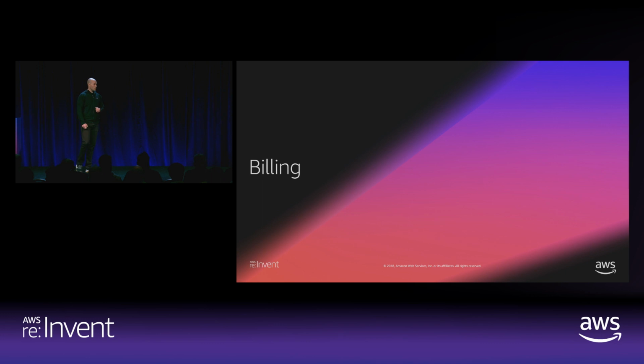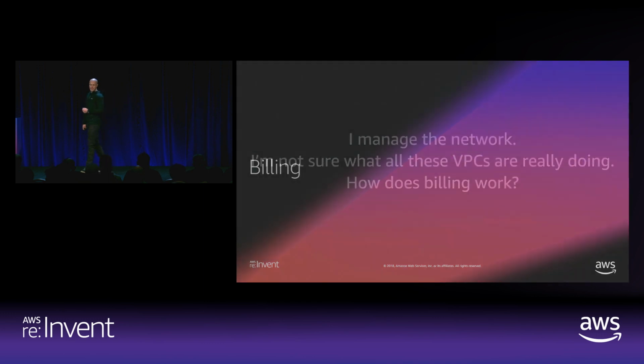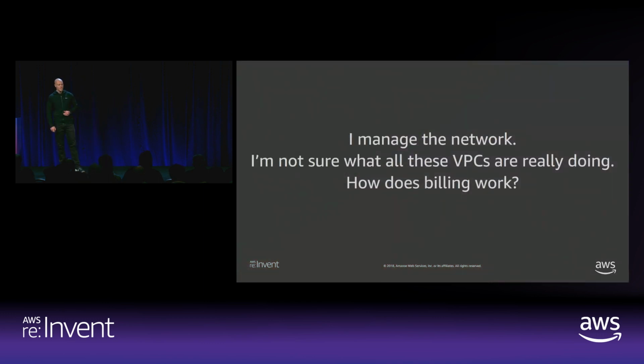OK, so I'm going to go relatively fast on this one since there weren't too many finance folks in the room. But this is actually a very common question. Basically, what am I paying for? If I connect over Direct Connect, who pays for what? I budget my networking separately from my applications. I need to prepare for that.